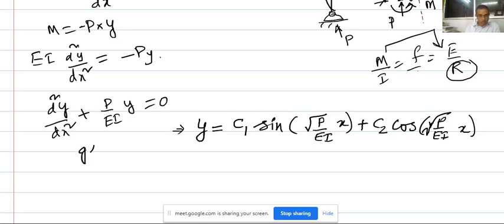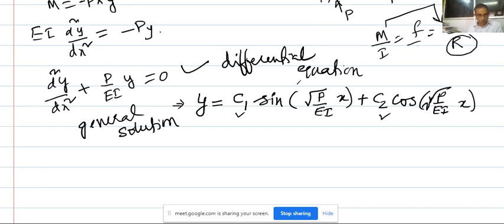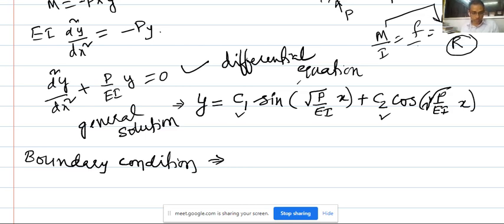This is the general solution of the differential equation. Now if I can somehow find C1 and C2 based upon the boundary conditions, my solution is right. So I substitute the boundary conditions. If I can substitute the boundary conditions, then my assumed solution is right, and I can find C1 and C2.